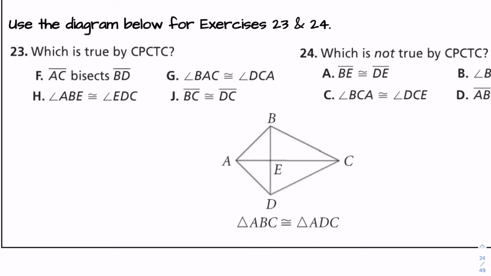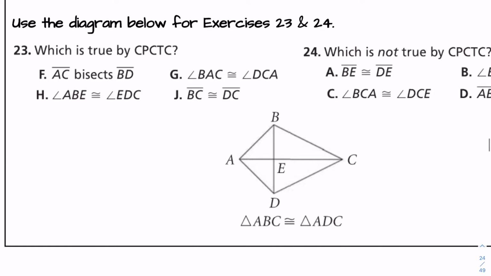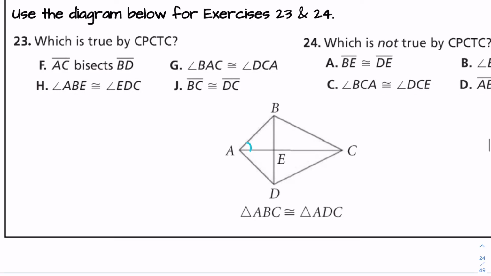Let's see. BAC, let me go around this. BAC, which is this angle, is congruent to DCA. We don't know that. Let me gauge it from the statement here. So the statement is BAC, so BAC would be DAC, so we don't know that one.